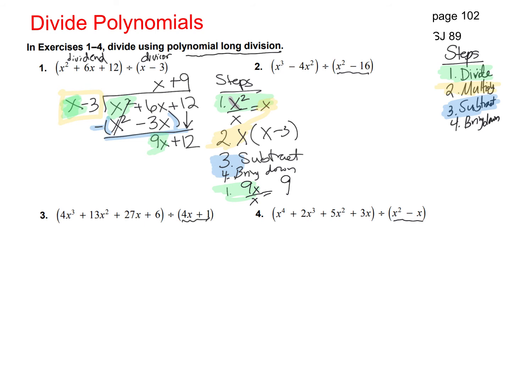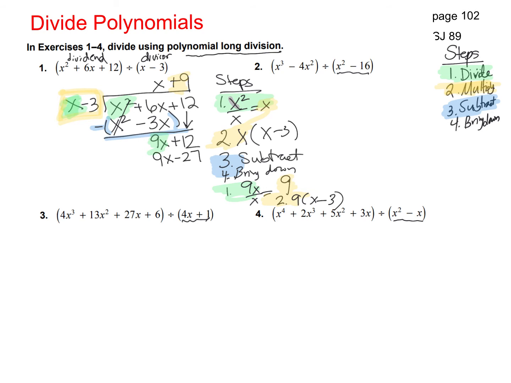The next thing you do is multiply. You multiply 9, that answer that you just got, with x minus 3. So you use the answer you just got of 9 and multiply it by the divisor, x minus 3. And 9 times x minus 3 is 9x minus 27.